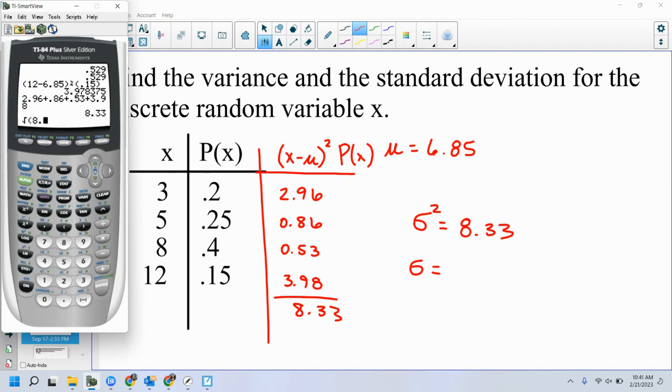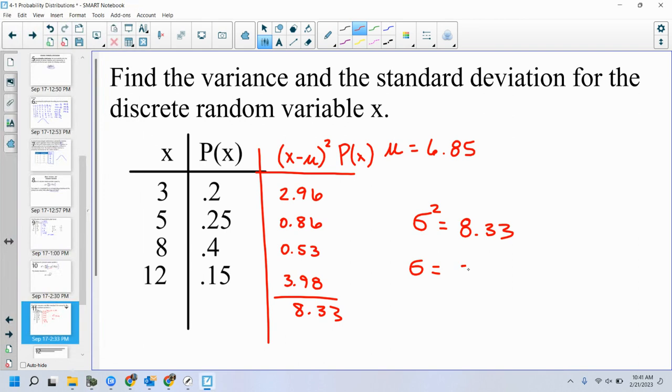Square root of 8.33 is 2.89. We can tell a lot more by standard deviation than we can by variance, right? So we can say that the mu is 6.85 with a standard deviation of 2.89. And then we can tell a little bit more about that. We can say, well, if it's 1 or 2 standard deviations away from the mean, we know it fits within certain percentiles and certain percentages, right?